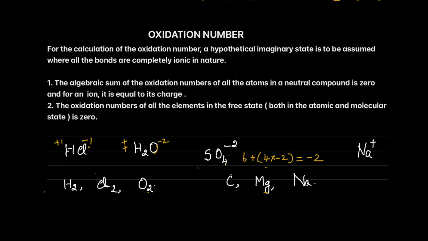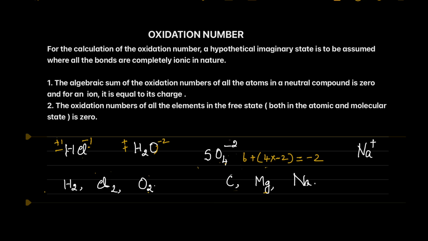In this video, we are going to look at oxidation number. For the calculation of oxidation number, a hypothetical imaginary state is to be assumed where all the bonds are completely ionic in nature. While calculating the oxidation number, certain points are to be taken into consideration. The first point is that the algebraic sum of the oxidation numbers of all the atoms in a neutral compound is 0, and for an ion it is equal to the charge on the ion.